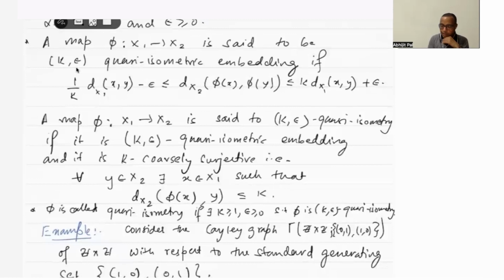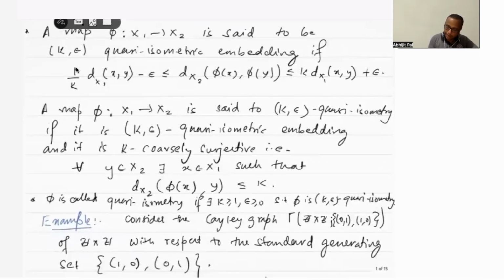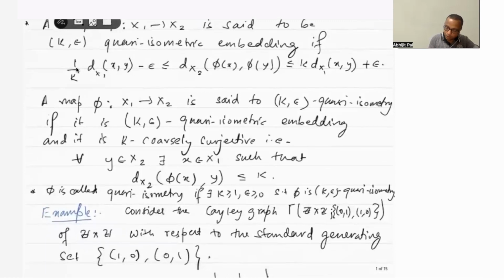Suppose k is equal to 0, so this means that this map phi is surjective. But here I have taken this k to be greater than or equal to 1. So this means that phi is coarsely surjective. And this map phi is called a quasi-isometry if there exists some number k greater than or equal to 1 and epsilon greater than or equal to 0, such that this map phi is a (k, epsilon) quasi-isometry.